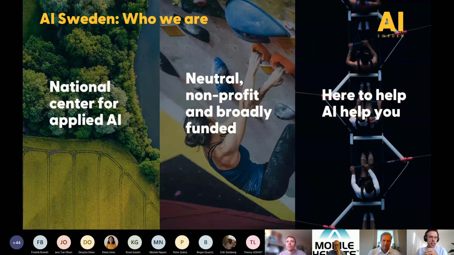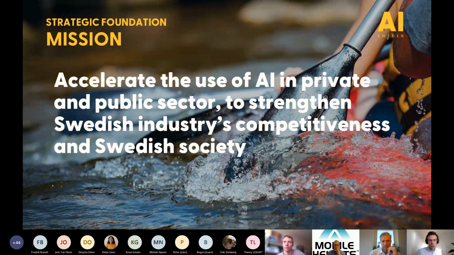So AI Sweden is a national center for applied AI, and we act as a neutral, non-profit and broadly funded organization. We're funded by Vinnova, but also by membership fees from partners and regions. In a nutshell, we're here to help actors like yourself. The reason is that the government saw that Sweden is lagging behind in the AI race, so they initiated us to help organizations take a better position.